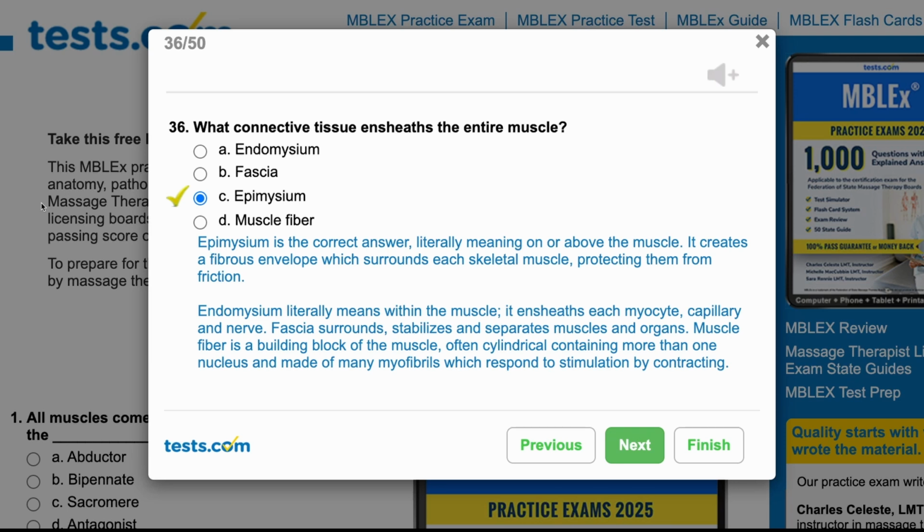Endomysium literally means within the muscle. It ensheathes each myocyte, capillary, and nerve. Fascia surrounds, stabilizes, and separates muscles and organs. Muscle fiber is a building block of the muscle, often cylindrical, containing more than one nucleus, and made of many myofibrils, which respond to stimulation by contracting.